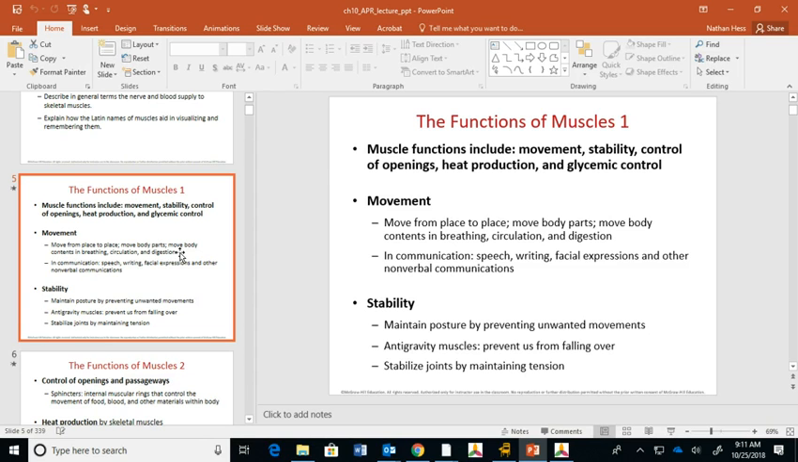So, some functions that muscles perform. There's five of them listed here in your textbook. The first one is movement. And when you think of muscles, this is what we think of the most, right? That muscles move you. And not just move your body, like locomotion, but also move things in your body. How does the food get from your mouth to your stomach, out your anus? It's through smooth muscle. It's through muscular contractions.